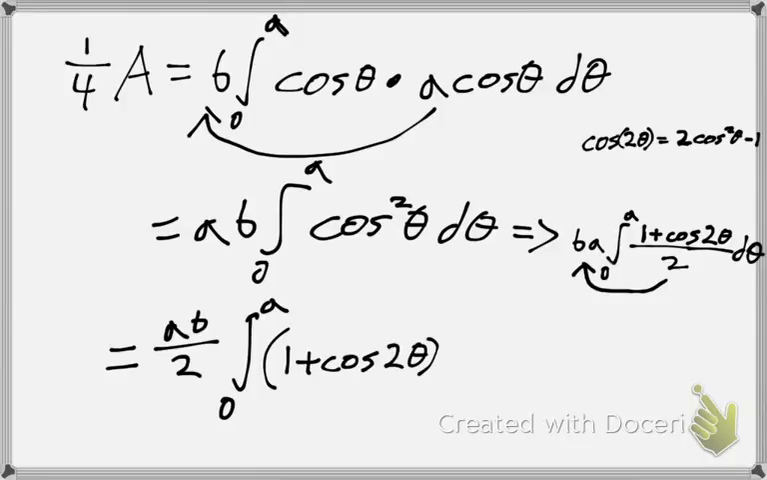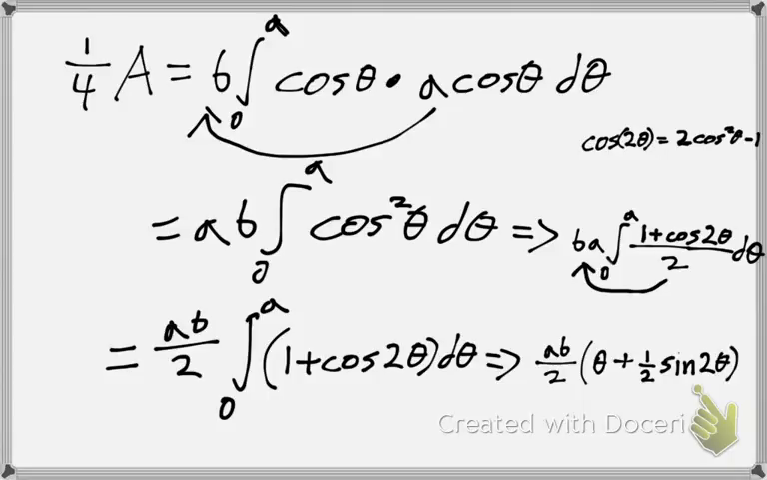And now we'll evaluate this. So we'll get ab over 2 of theta plus 1/2 of sine 2 theta from 0 to a.